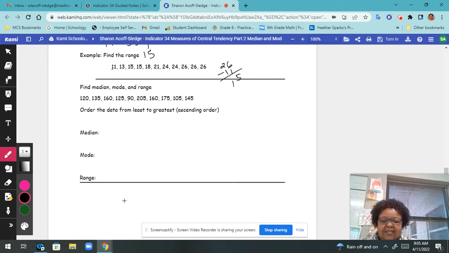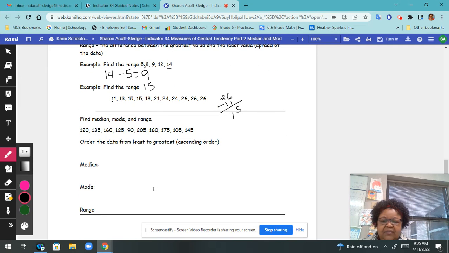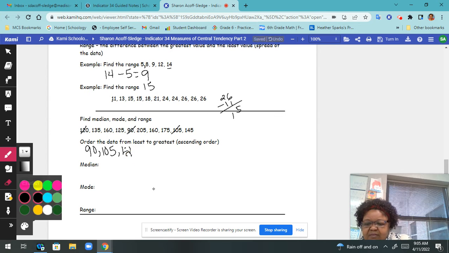So now let's take a set of numbers. Let's do all three: median, mode, and range. So first, we want to order this data from least to greatest. We also call this ascending order. So it goes from the smallest and it keeps increasing. So what's my smallest number here? I think 90. Double check me. And then what else? I see a 120. Oh, I got a 105. Anything? So 105 and 120. Notice I'm marking my numbers off.